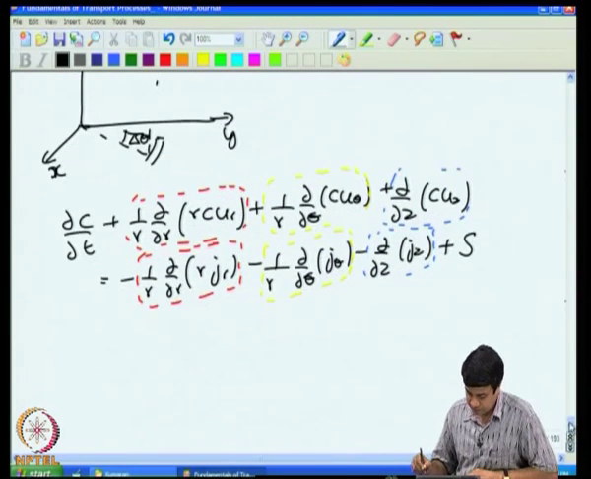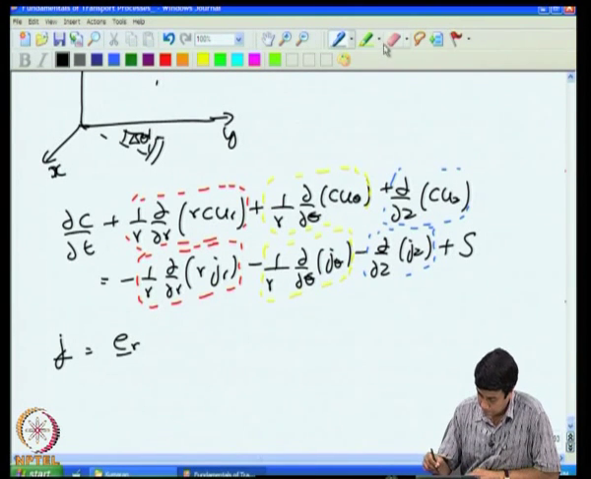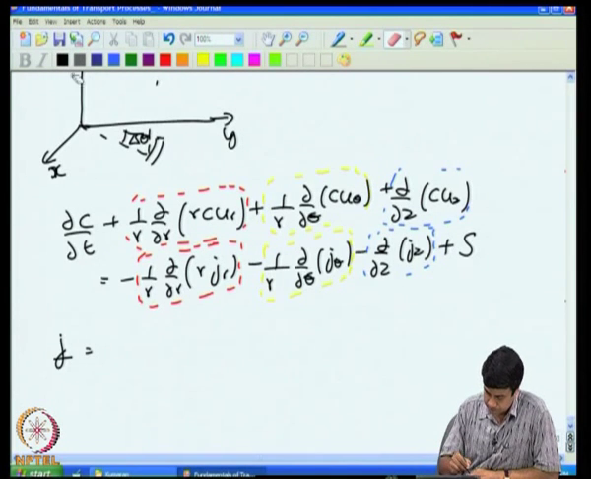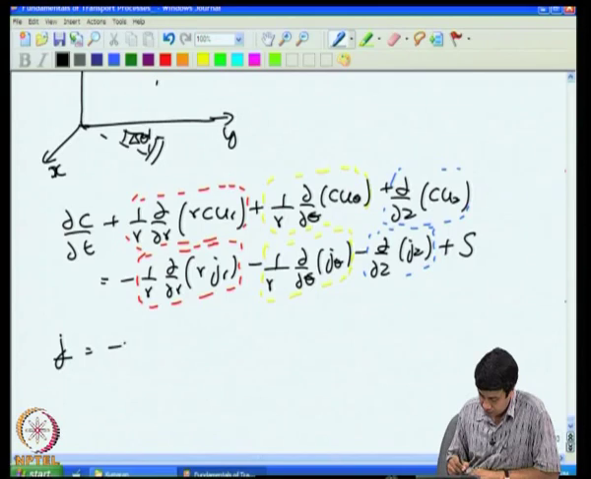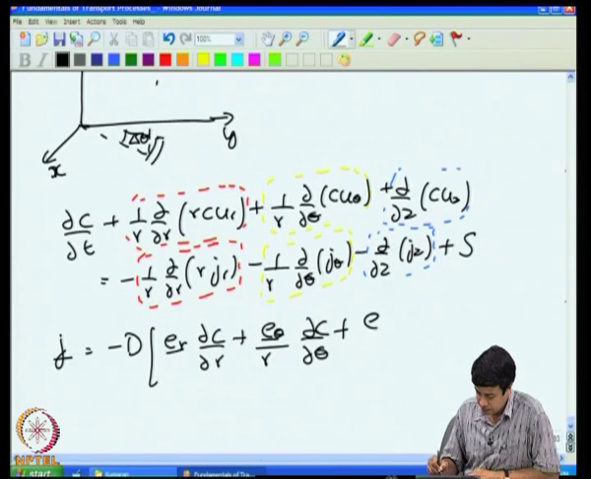The expression for the flux will be equal to minus D into E r dc by dr plus E theta by r dc by d theta plus E z.